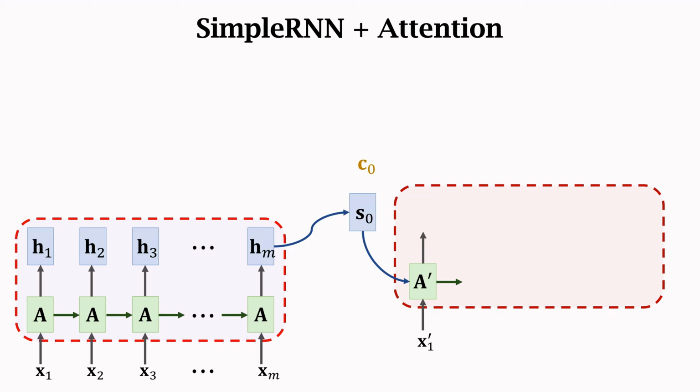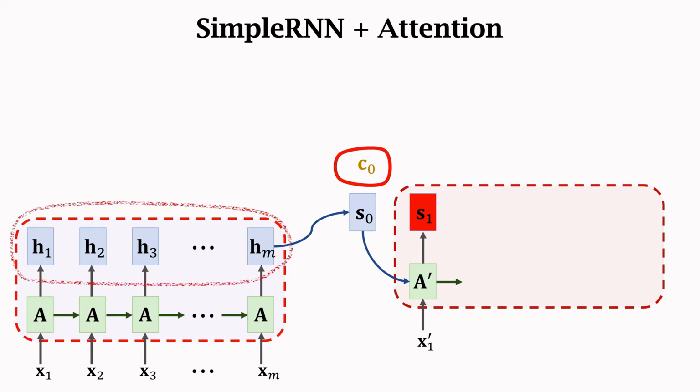Now we have the new state S1. It is a function of the context vector C0. C0 is the weighted average of the encoder states, so C0 knows everything in the encoder. In this way, the decoder's new state S1 knows everything in the encoder. Using attention, the RNN sequence-to-sequence model does not forget anything.